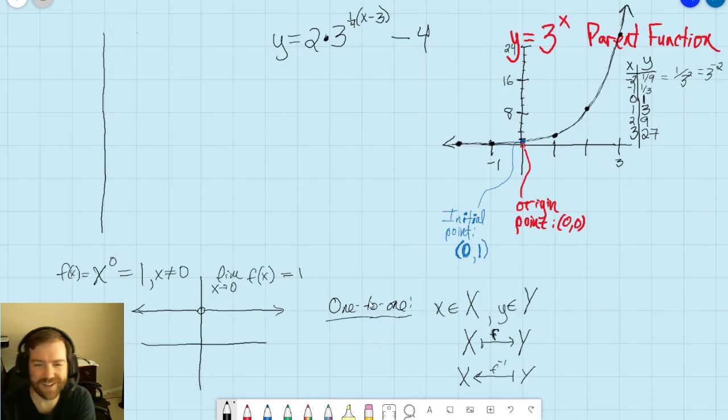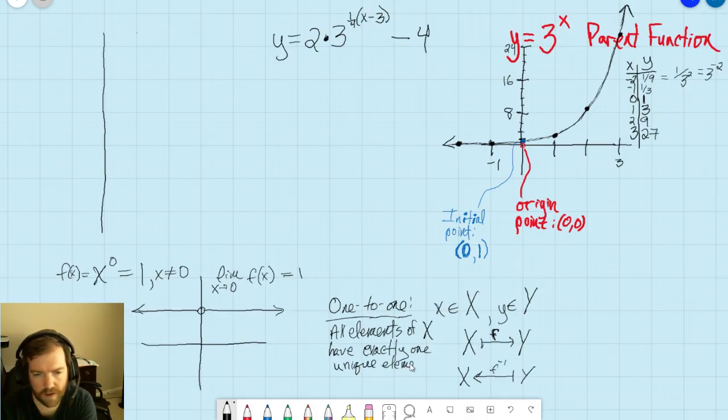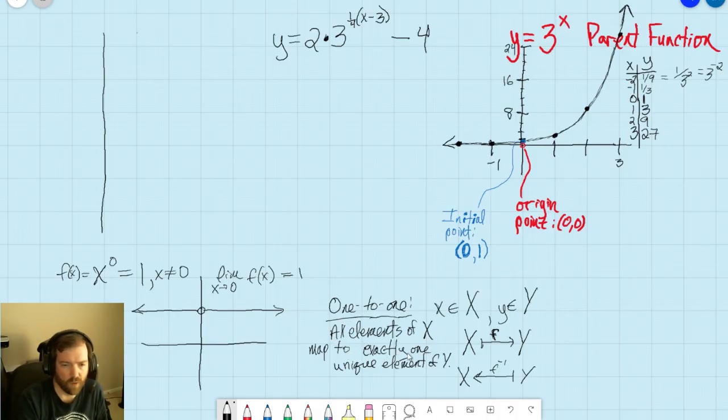No, it's fine. So a one-to-one function is one where, what is it? All elements of x map exactly to exactly one unique element of y. So I think that should probably match bijection. I hope. Let me know.